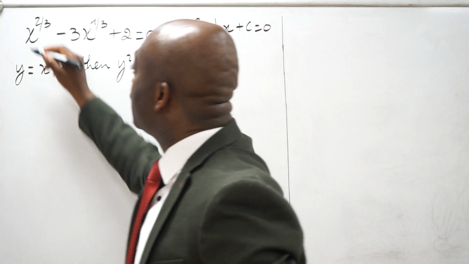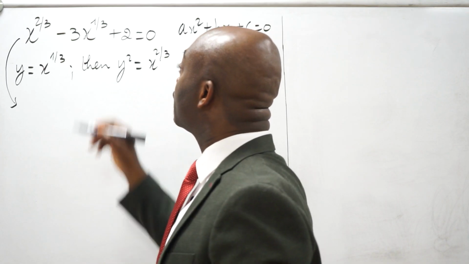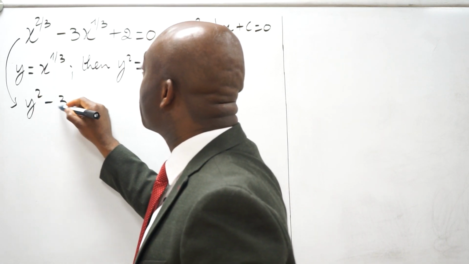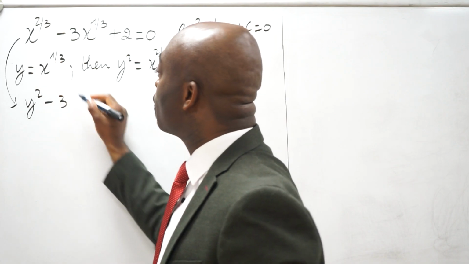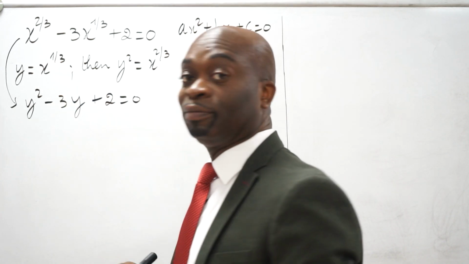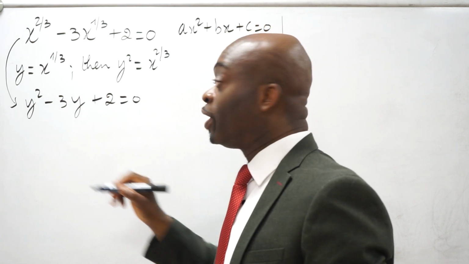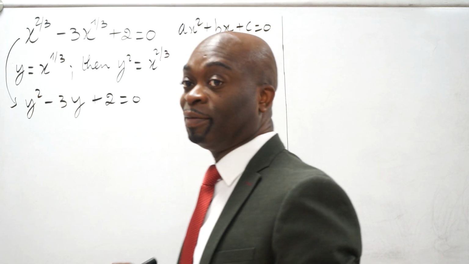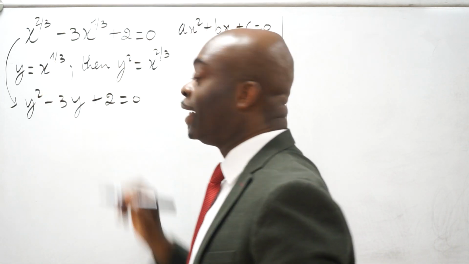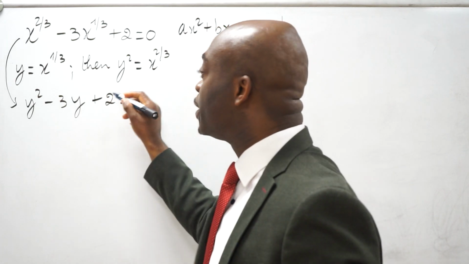So that means this original equation, you're rewriting it as y to the second power minus 3y plus 2 equals 0. Because y squared is equal to x to the power 2/3, so that's the same one here. And then minus 3 times x to the power 1/3, which is y, then plus 2 equals 0. Nothing happens to the constant, the 2 stays 2.